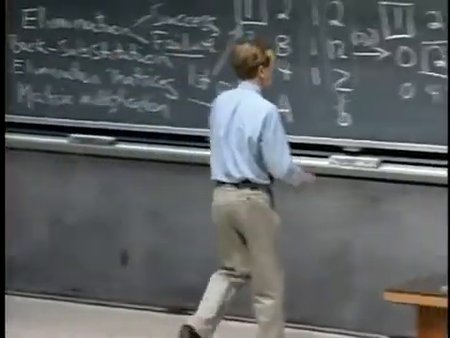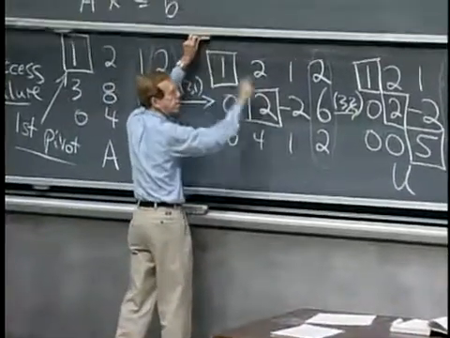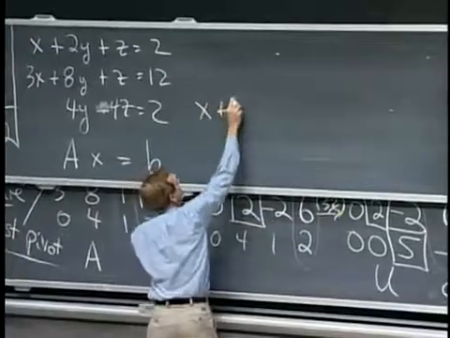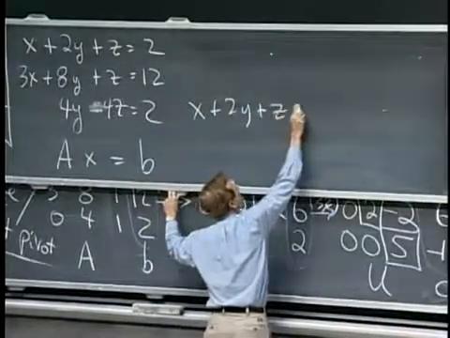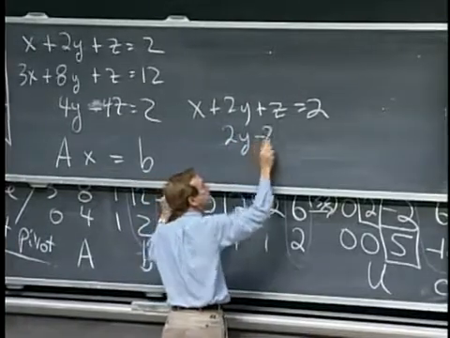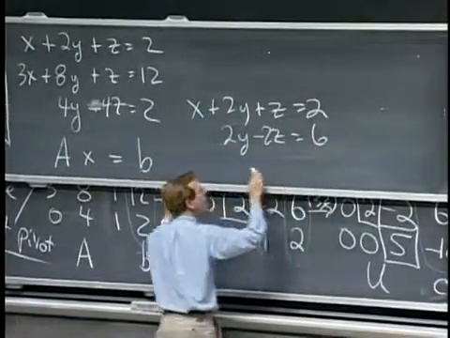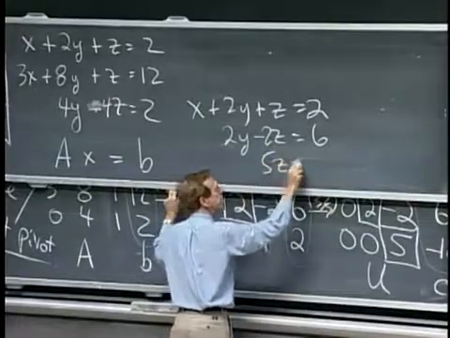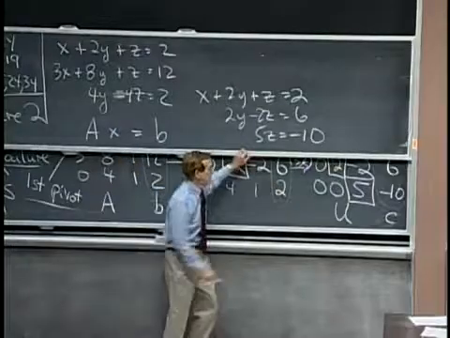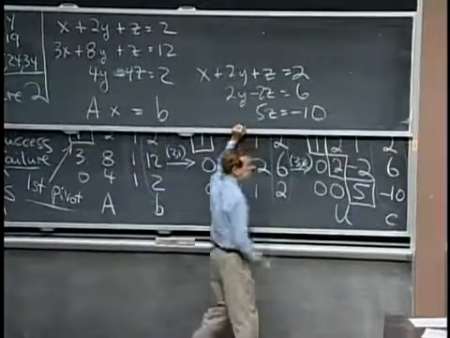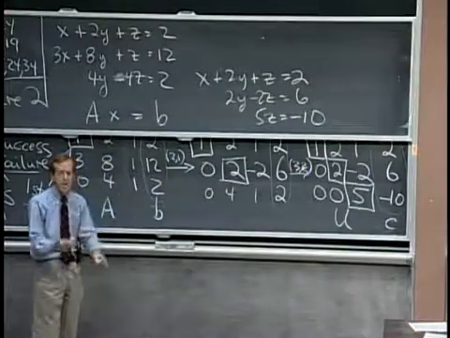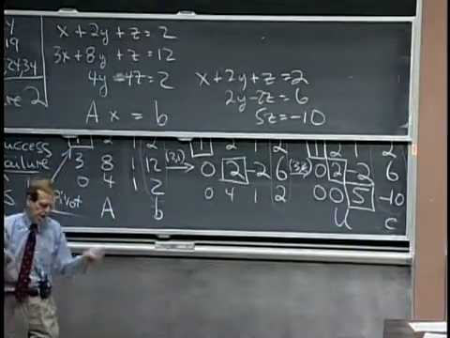Okay. Oh, what's back substitution? So what are my final equations then? Can I copy these equations? x plus 2y plus z equals 2 is still there. And 2y minus 2z equals 6 is there. And 5z is minus 10. Okay. Those are the equations that these numbers are telling me about. Those are the equations Ux equals c. Okay, how do I solve them?